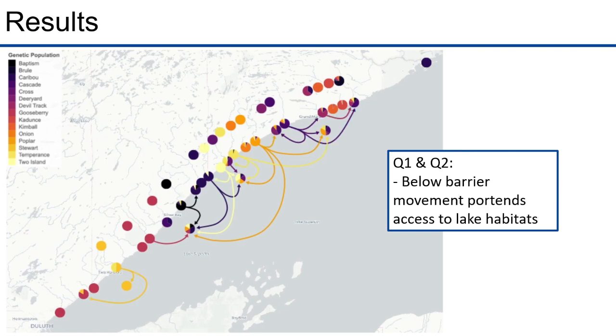I also wanted to point out that all of these fish that are moving in the below barrier reaches are exchanging, and these below barrier movements portend access to lake habitat. So by our definition, all of these fish that move from one below barrier reach to another would be considered a coaster brook trout.